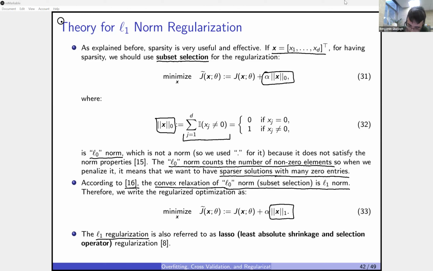This is called L1 regularization, also referred to as lasso. Lasso is short for least absolute shrinkage and selection operator. The first letters of these form lasso regularization, proposed by Tibshirani at Stanford University.